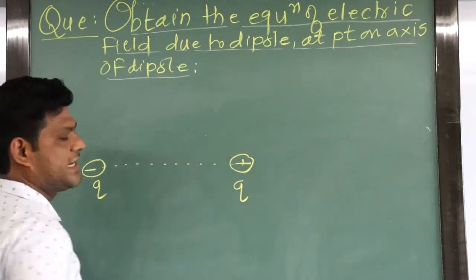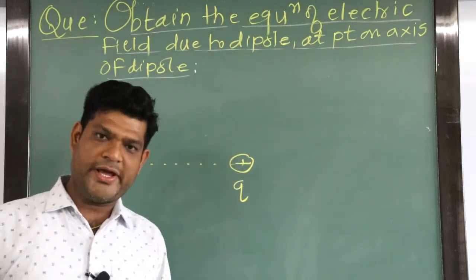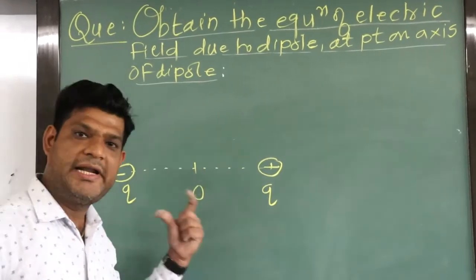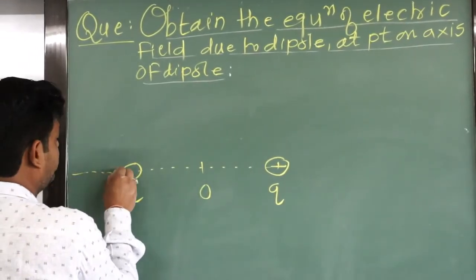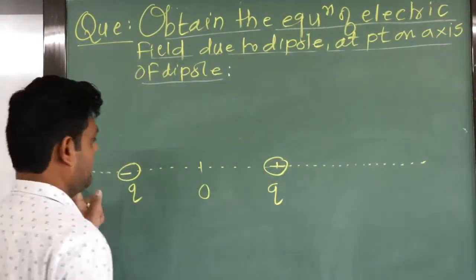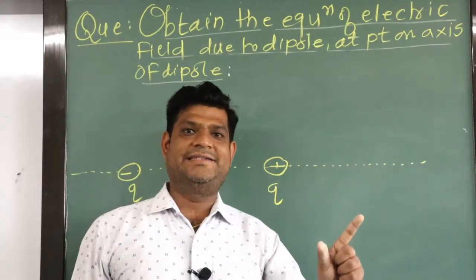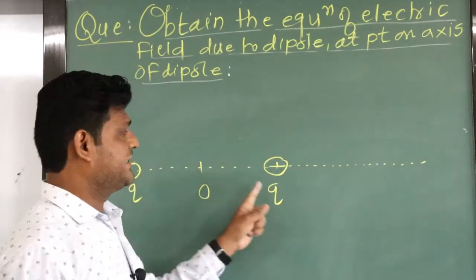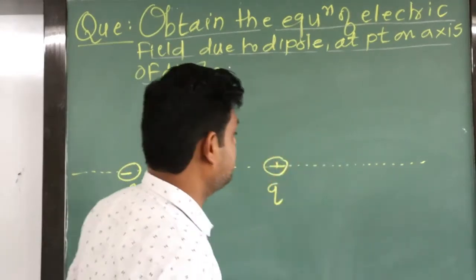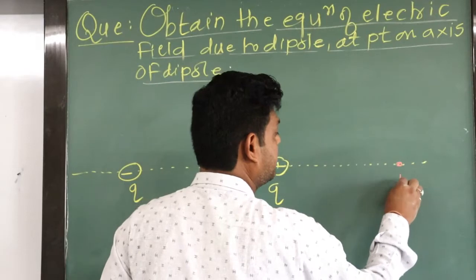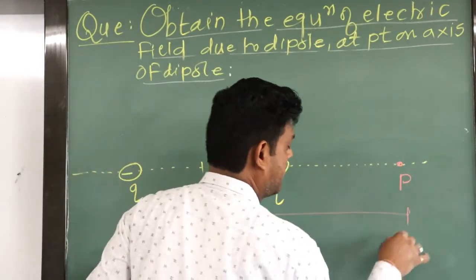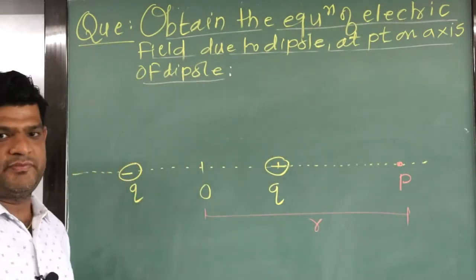These two charges are separated by some distance, that is 2a. Here this is O, the center of the dipole. This dotted line indicates the axis of the dipole. On the axis of this dipole, we are going to keep one point. This is the point P, and this point P is at a distance r from O.